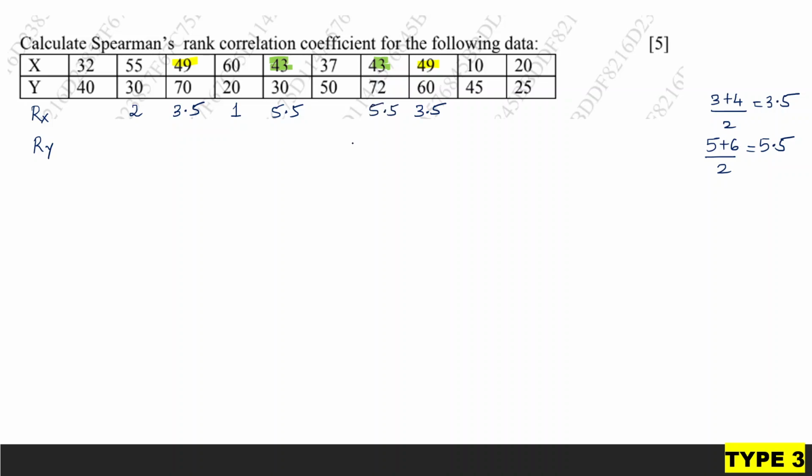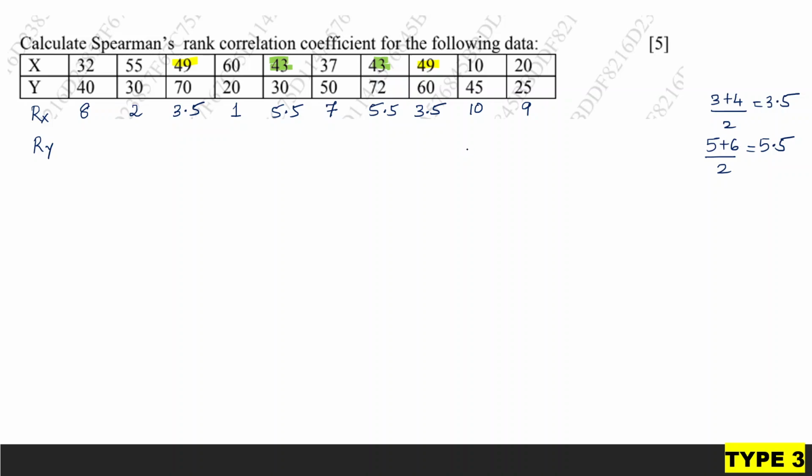Okay. Next, after 43, the next number is 37, which will get rank number 7 because 5 and 6 are out. After that is 32, which will get rank number 8. Then you have 20, which will have rank number 9, and 10 will have rank number 10. So you can observe there are 10 data points in X, so your rank should end at 10 at the last. Okay, so that's where your ranking has gone correct.